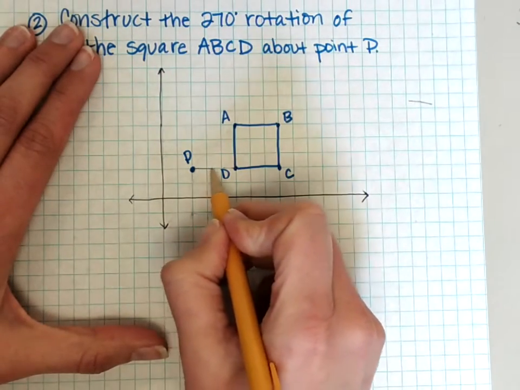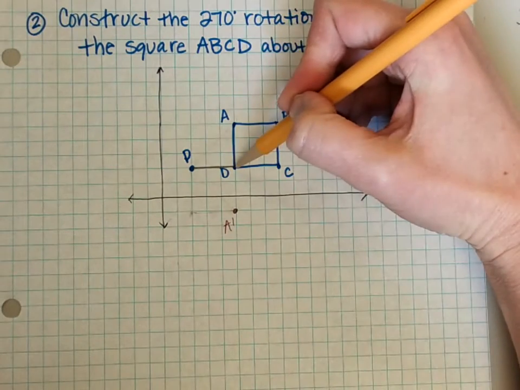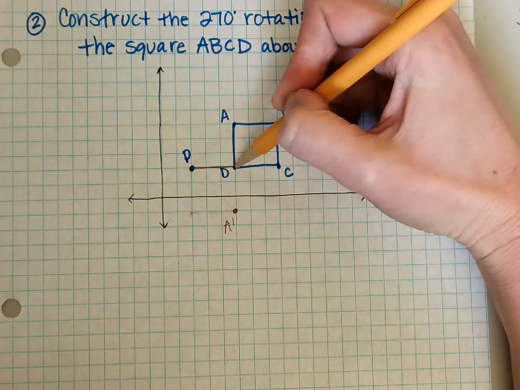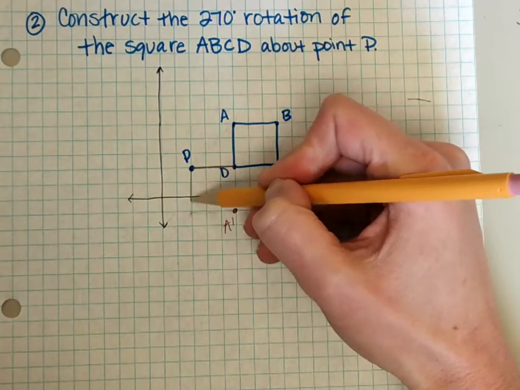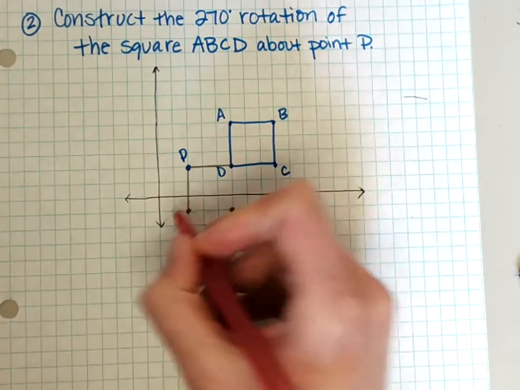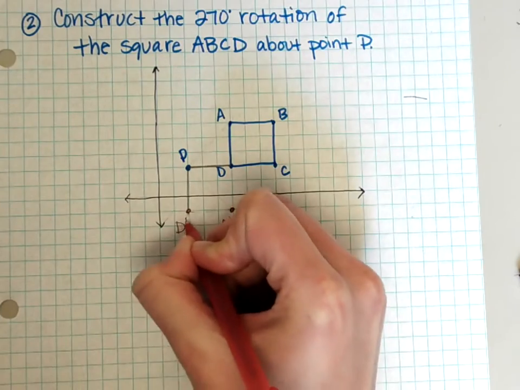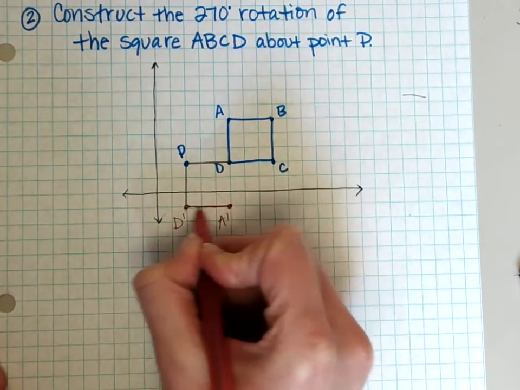Since D is directly across from point P, it makes it easier to rotate it. So I've got a horizontal line here. If I want to rotate it this way 90 degrees, now I've got a horizontal line here. D falls right there, so I don't actually need to mess with a right triangle. So this would be D prime. Notice I'm already starting to see the square that's forming.